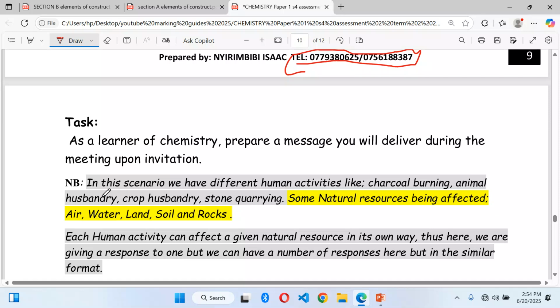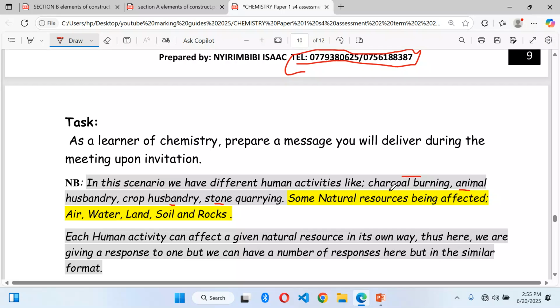So there's an NB I first talked about here. In this scenario, we have different human activities. I mentioned them. When you look in the scenario, they are talking about a human activity like charcoal burning. They are talking about animal husbandry, crop husbandry, stone quarrying. Each of these human activities has a natural resource it is affecting, like charcoal burning. It is affecting air. It is affecting land. Animal husbandry is affecting land. Crop husbandry, the land, the water. Stone quarrying, air. It can affect air, it can affect land, it is affecting water.